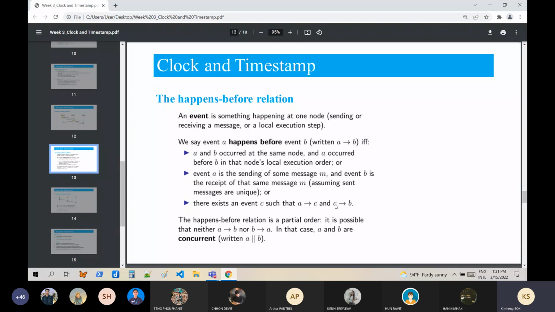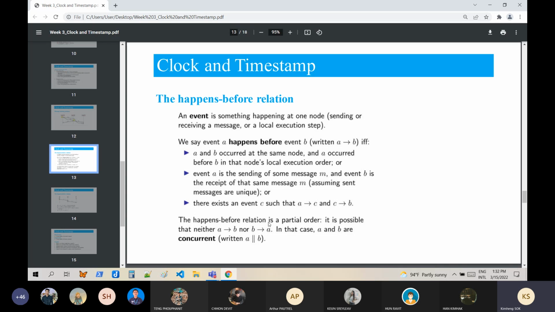Understand, and there exists an event C such that A happens before C and C happens before B. So another problem, why do we know that A happens before B? Because there is a middle event. That middle event is, A happens before C, and then C happens before B. So as a result, A happens before B. Okay, so that is also a happens-before relationship between A and B.